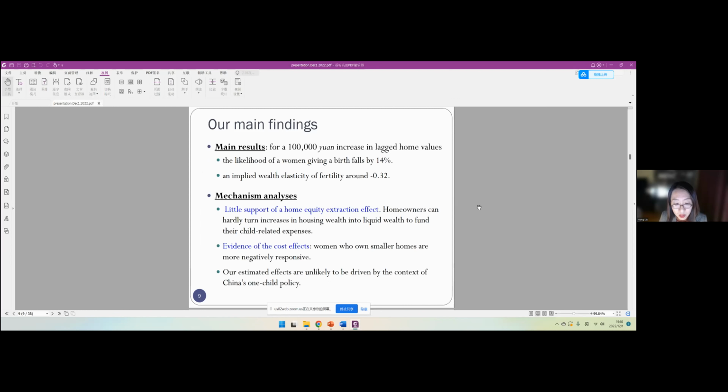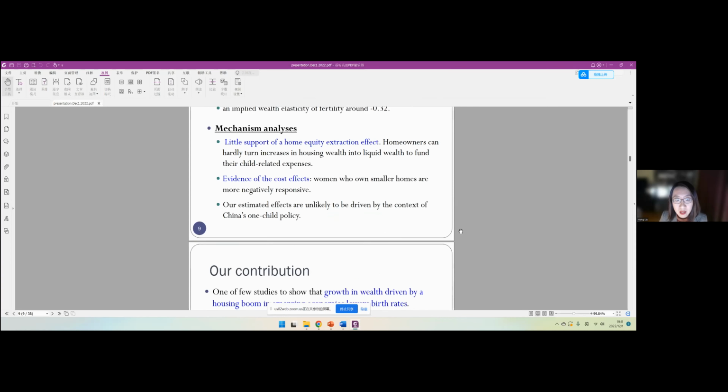Regarding the mechanism, we show little support for the home equity extraction effect. It means that homeowners in China can hardly turn increases in housing wealth into liquid wealth to fund their child-related expenses. Second, we found some evidence of the cost effects. It means that women who own smaller homes are more negatively responsive to housing price increases. And we also showed that our results are unlikely to be driven by China's one-child policy.